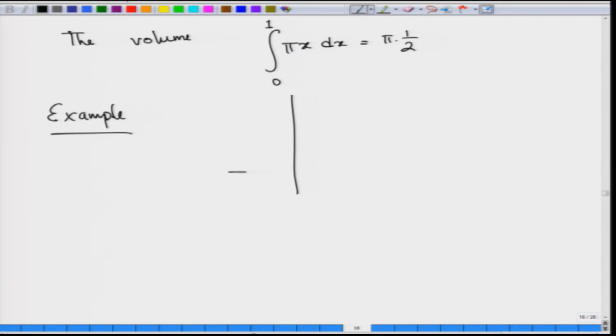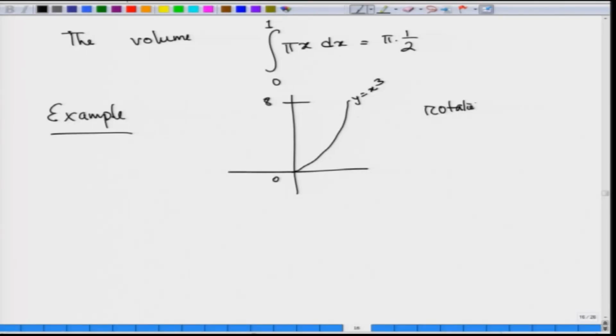Consider, let us say, y equal to x cube, and then let us get it up to 8, which is going from 0 to 8, y is going from 0 to 8, and we rotate this along the y axis. So, what do you get?